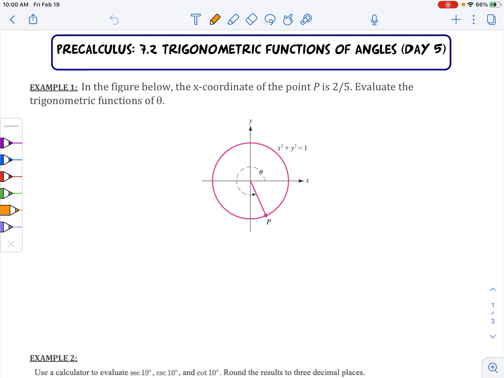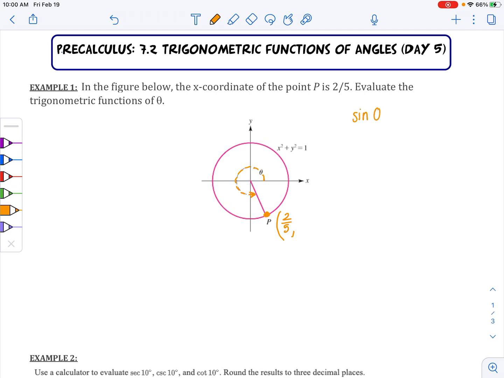So here we go. Example 1: in the figure below, the x-coordinate of point P, so this point right here on the unit circle, is 2/5. Evaluate the trigonometric functions of theta. So of this angle that starts at the x-axis, goes around town, and ends here with the terminal side at point P. Okay, so think about what we need.